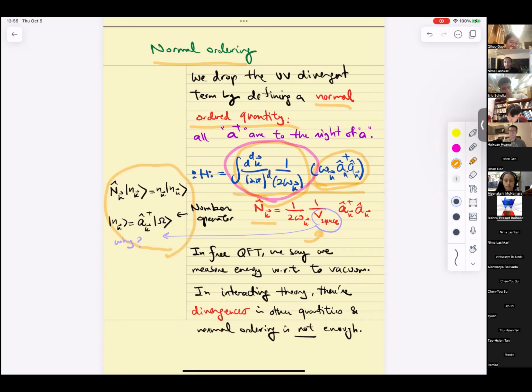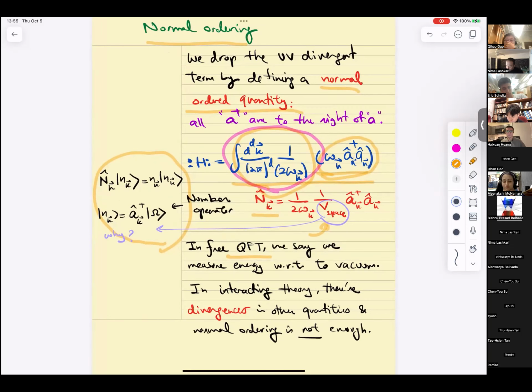So in free quantum field theory, we say we measure energy with respect to the vacuum, and by this normal ordering procedure, we basically make sure that all the higher point functions are also, well, the 2-point function is all you've got because the theory is Gaussian. With contraction, you're going to learn that the 2-point function is all that matters, and it regulates the 2-point function as well. It will make it finite.